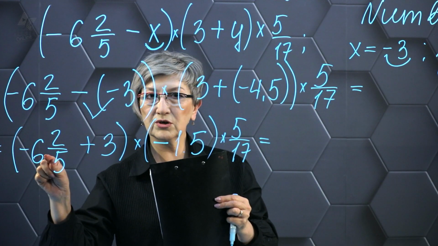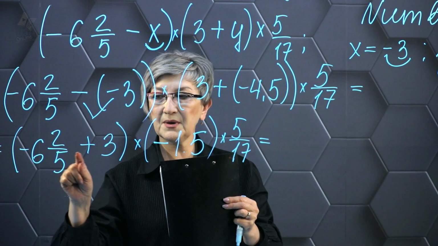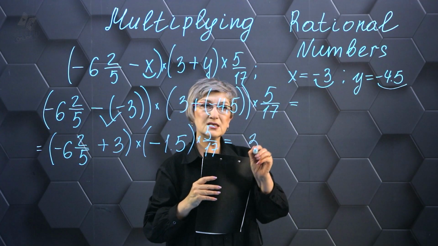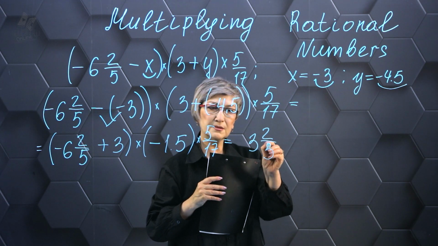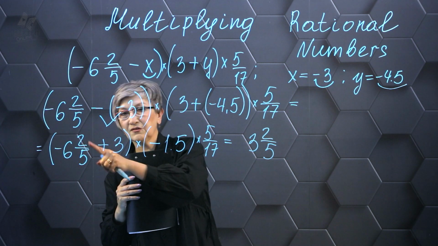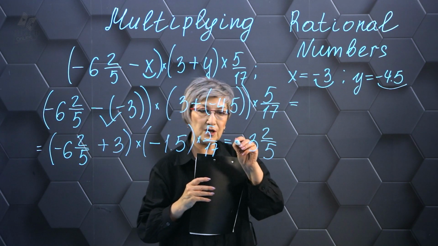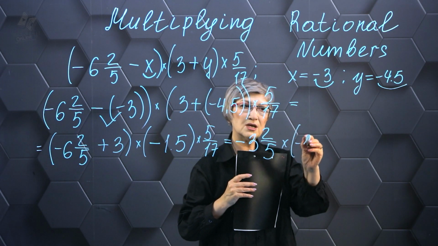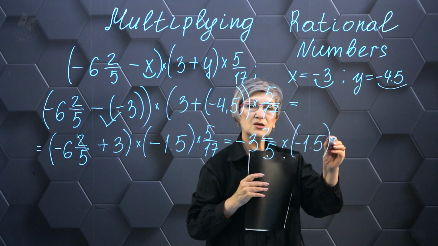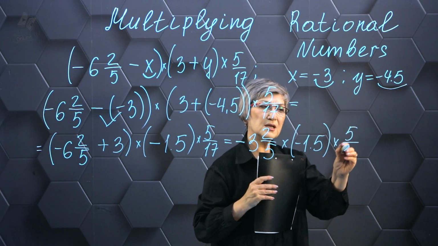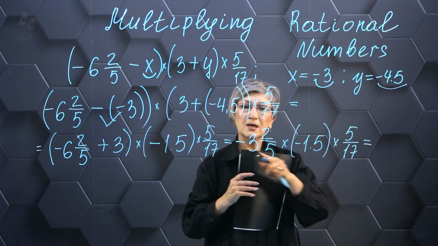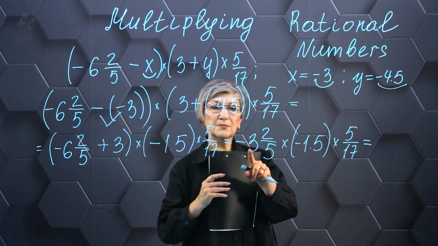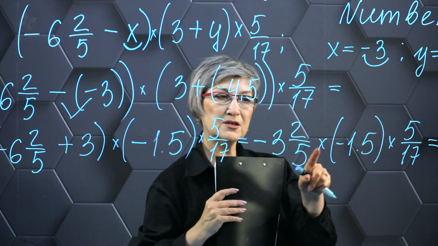In this case, I will subtract the number 3 from the number 6.25. The result is 3.25. But 6.25 is a negative number, so I'll put a minus sign. Multiply by minus 1.5 and multiply by 5/17. Equals to multiply rational numbers with different signs. The number minus 3 whole 2/5 multiplied by minus 1 whole 5/10 and multiplied by a positive number 5/17.